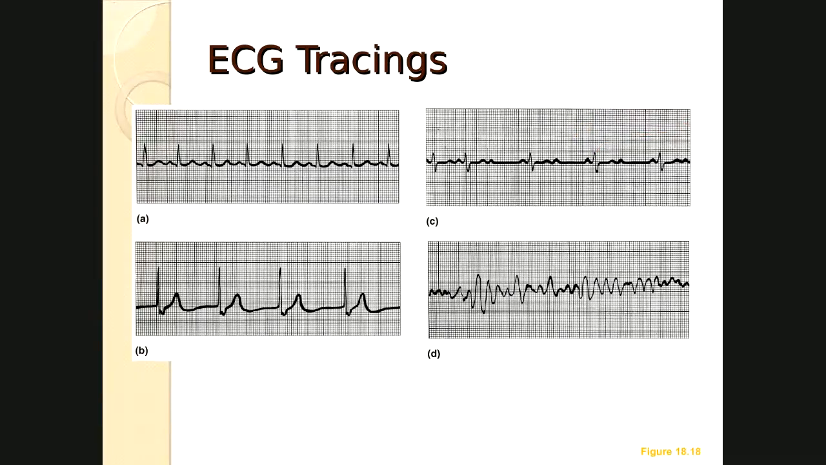So the problem here, remember there's this AV bundle. And the AV bundle, remember, crosses this connective tissue right here. It acts like a bridge. What's happening here is that some are getting through. They're crossing the bridge, but some do not.